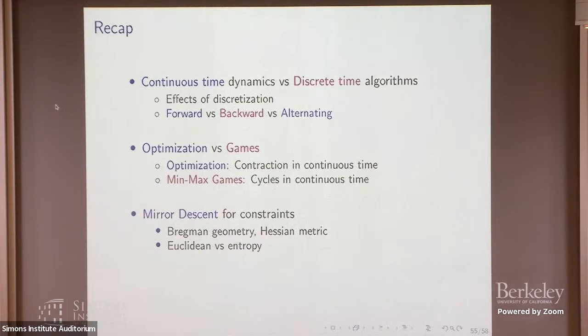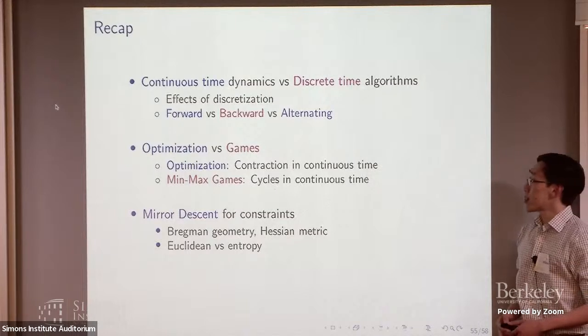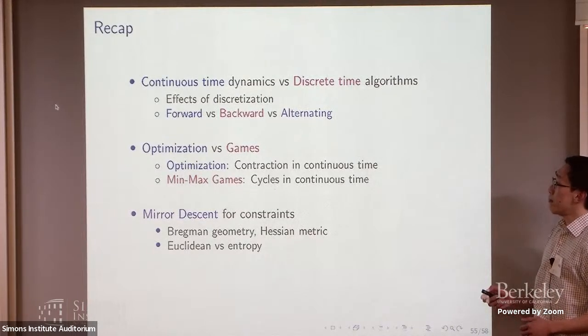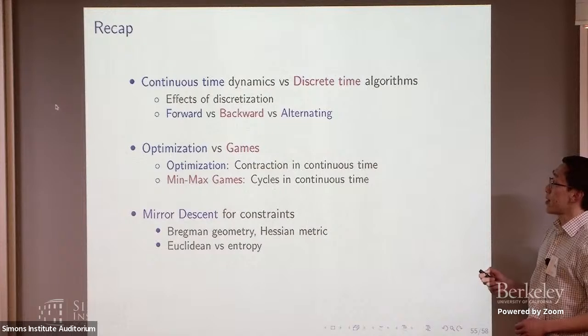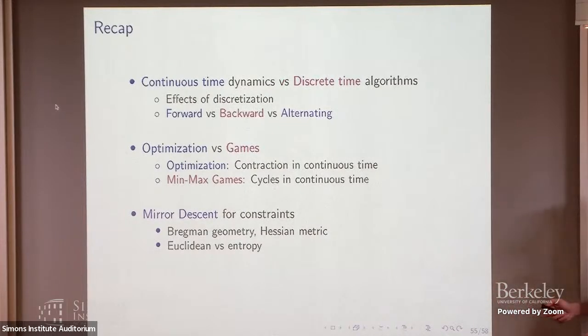Okay, so to recap, in this talk we explored some topics related to the difference between continuous time dynamics and discrete time algorithms, and the different discretization methods and how they have different behavior, especially the distinction between optimization dynamics and games dynamics. Because in optimization, everything converges, so even if you have small deviations, you can still correct them.